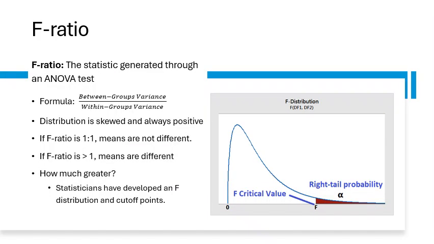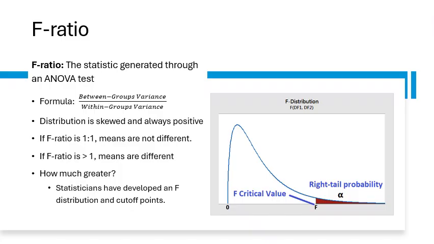We use a statistic called an F ratio. That's the statistic generated through an ANOVA test. And the formula is just, we're going to calculate between groups variance and divide it by within groups variance. You can see in the image that the distribution is skewed, and it's always going to be positive because we have a 0 right here at this end. The 0 means that there's no difference at all between the within groups variance and the between groups variance. So we're just calculating a ratio.